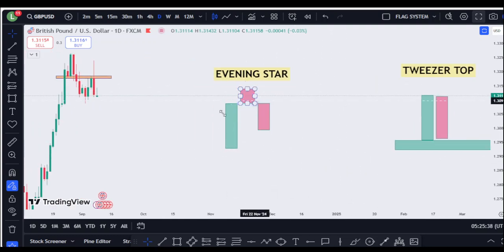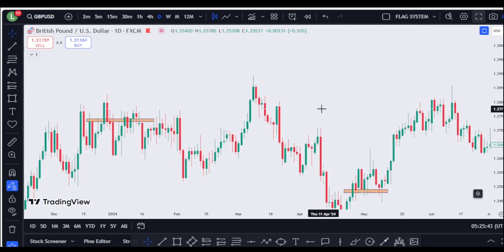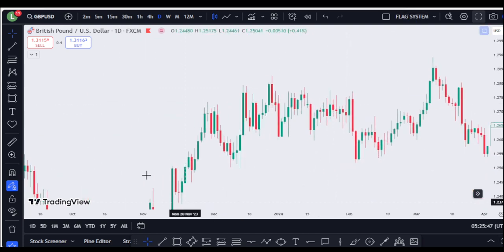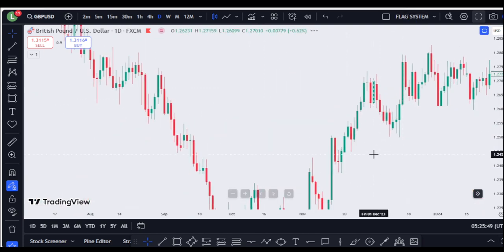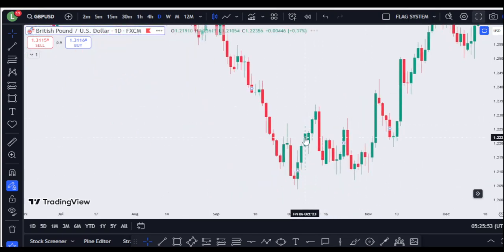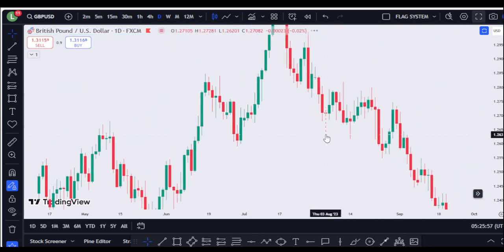So let me now show you another beautiful example of an evening star. Whenever you spot an evening star at the key level where you want to buy, skip the trade the next day. Don't even try to come back to trade. No, no, no. So let me show you another example.